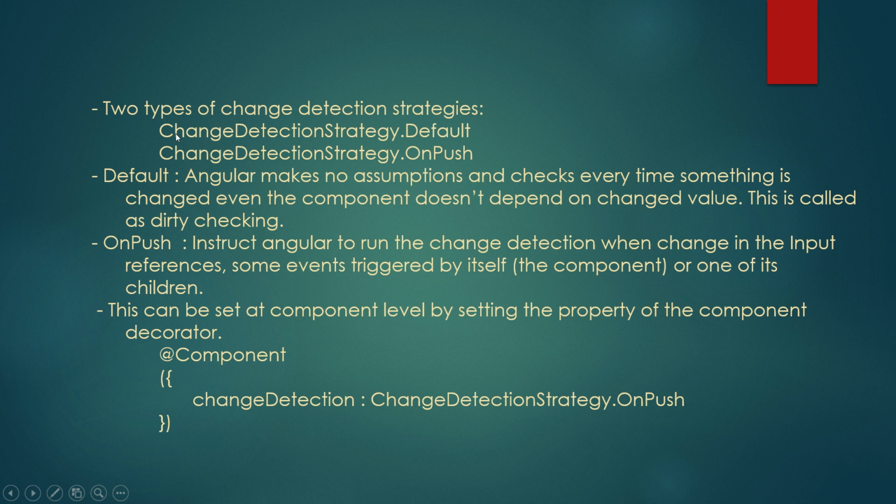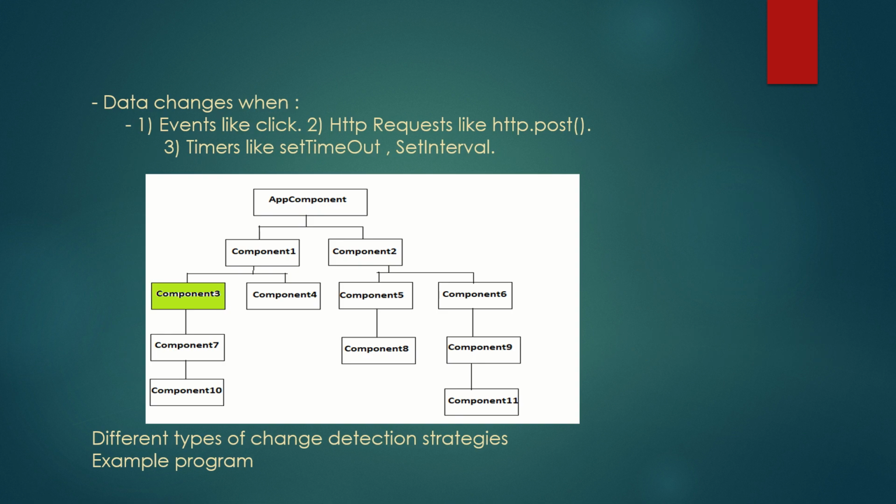In the default strategy, Angular makes no assumptions and it travels through each and every component and checks all the properties of the component, comparing old values with new values. If any changes happen, then it updates the specific view. This is called dirty checking. As we discussed earlier, this degrades the performance.